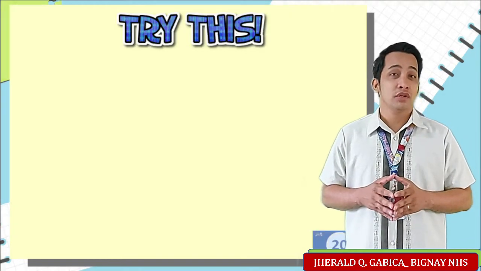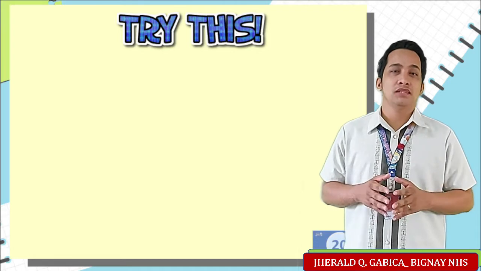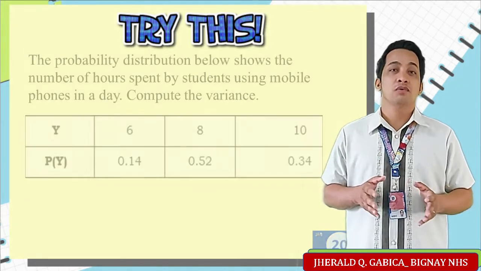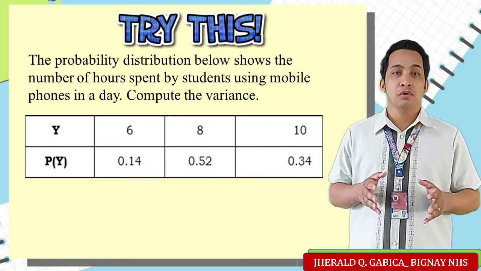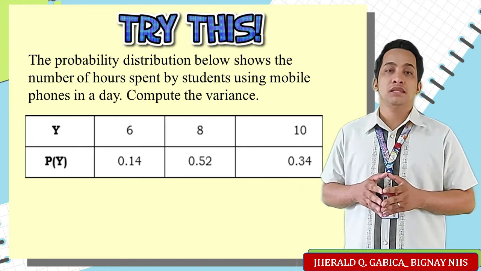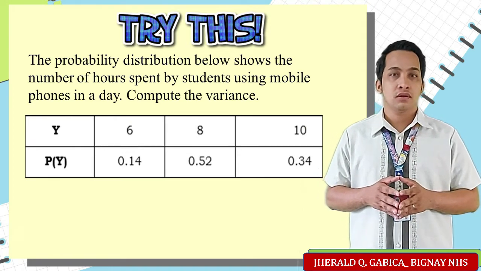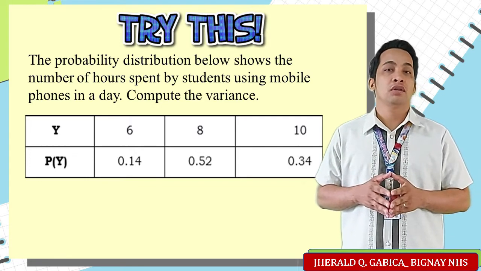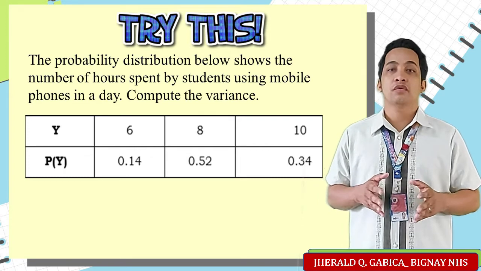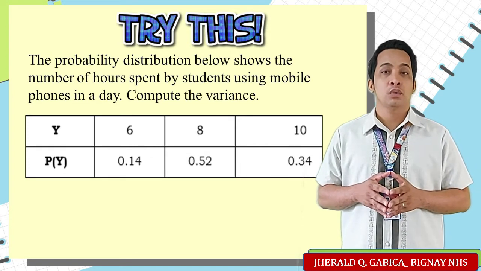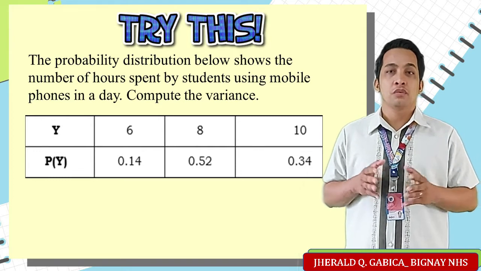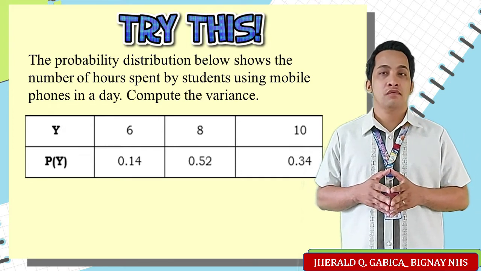Now, let's apply what you've learned in our lesson today. The probability distribution below shows the number of hours Y spent by students using mobile phones in a day. In the table, for the value of random variable Y equal to 6, the probability is 0.14. For the value of random variable 8, the probability is 0.52, and for the random variable Y equal to 10, the probability is 0.34. Compute for the mean using our alternative solution.